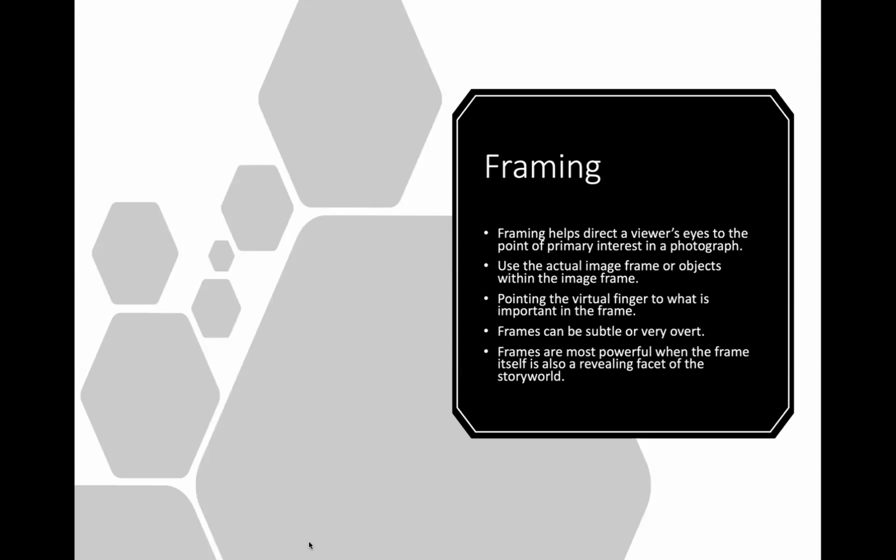Another fun compositional element that you can use is called framing. And this also helps you put a primary interest into the photograph. Lots of things can create a frame within a picture, including a frame. But what it does is it points a virtual figure at what is most important. They can be very subtle or they can be very in your face. And frames are the most powerful when they're revealing a facet of the story.